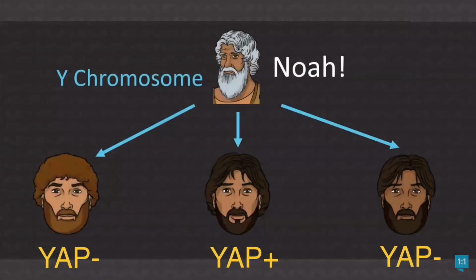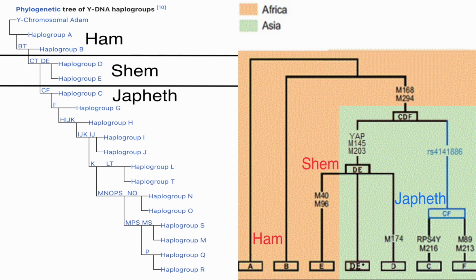This YAP positive marker that only people who descend from haplogroup DE have, to me gives more credence to 3 ancestral nodes for Shem, Ham, and Japheth, since haplogroups A and B and CF are YAP negative. It makes sense to divide the 3 haplogroup branches as such. Haplogroup DE is perfectly in the middle of haplogroup A and B and CF lineages.